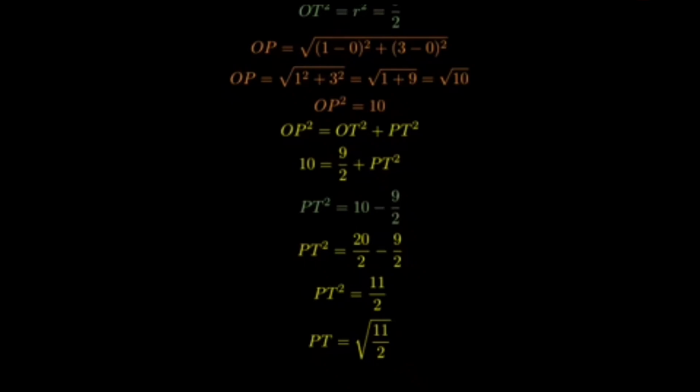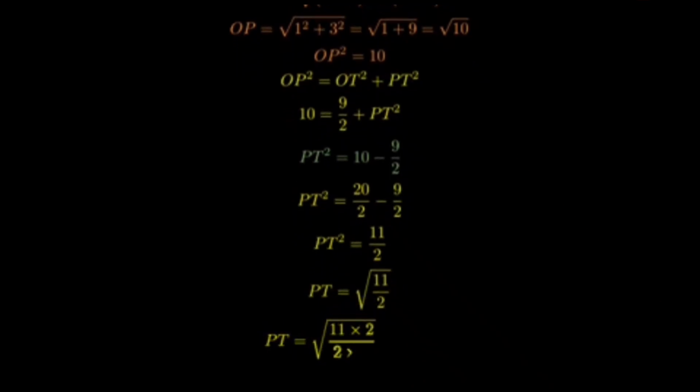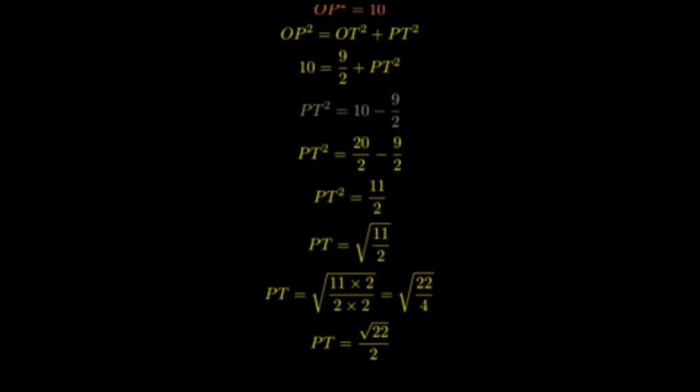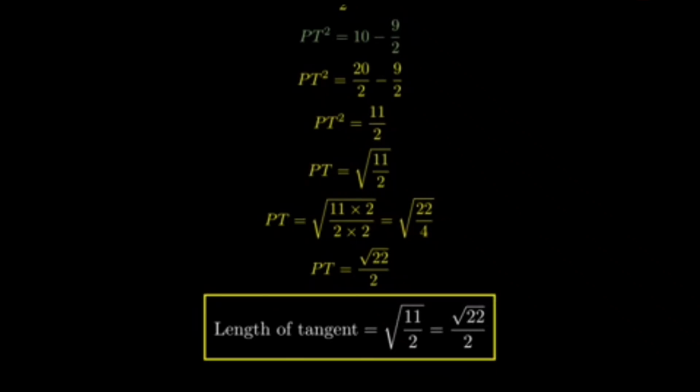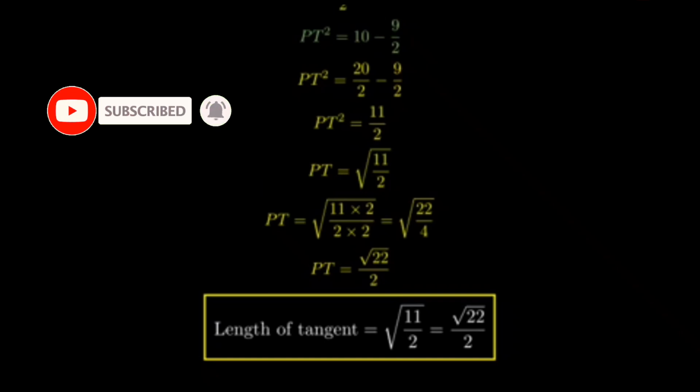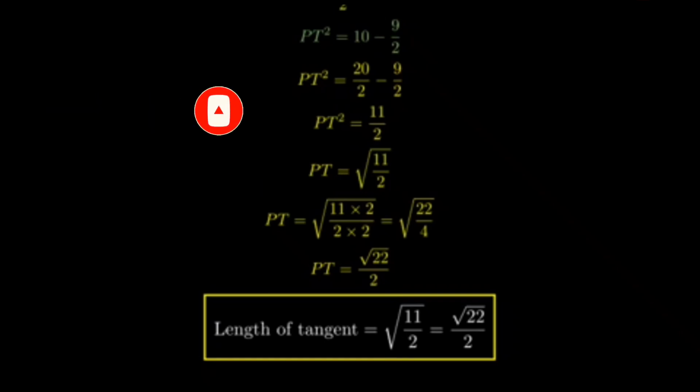We can also rationalize the denominator by multiplying the numerator and denominator inside the square root by 2. This gives the square root of 22 over 4, which simplifies to the square root of 22 divided by 2. So, the length of the tangent drawn from the point (1, 3) to the circle 2x squared plus 2y squared equals 9 is the square root of 11 halves, or equivalently, the square root of 22 divided by 2.